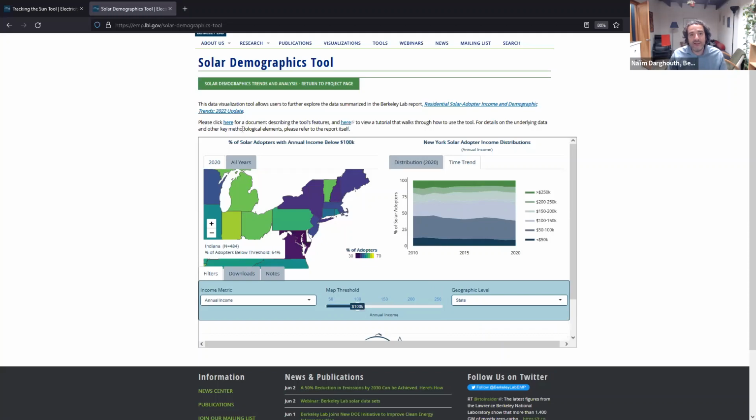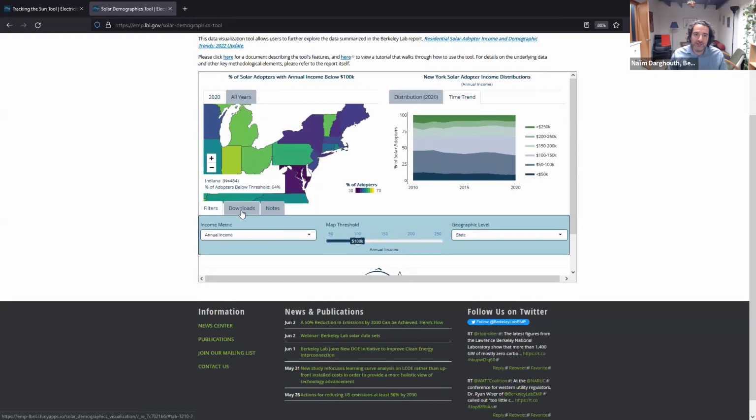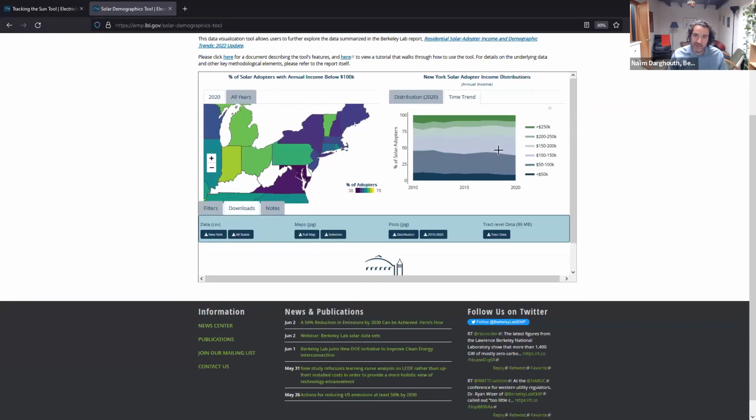There is a document that describes the features, and there's also a small video that walks through how to use the tool. As I had mentioned, you can download any of the maps here, but especially the tract level data that contains all the data at the tract level. So now let me go back to my slides.